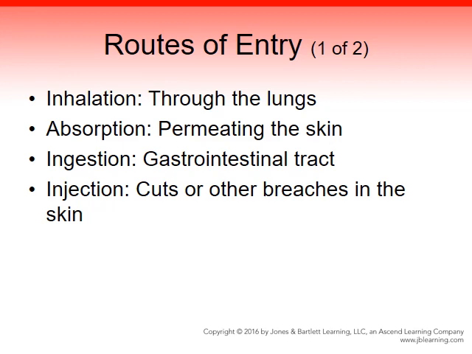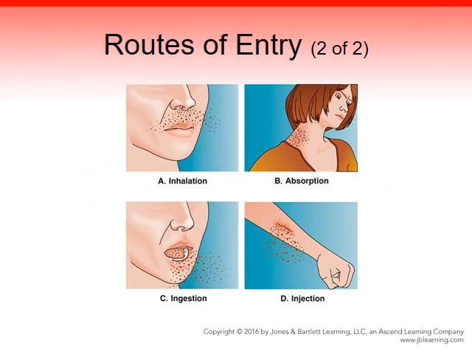So how does this stuff get in the body? Now we're going to look at routes of entry. It can be inhalation, meaning that you breathe them in, so it gets in your body through the lungs. Absorption, by touching the skin and permeating, meaning going through the skin. Ingestion, meaning that you eat it. And injection, it gets in the bloodstream or the body by means of cuts or other breaches in the skin. Here's your good example of inhalation, ingestion, injection, and absorption.